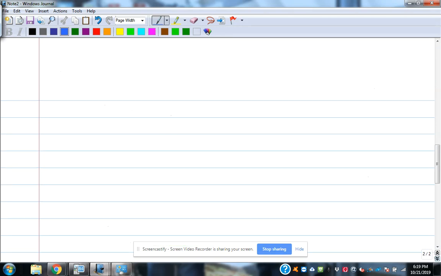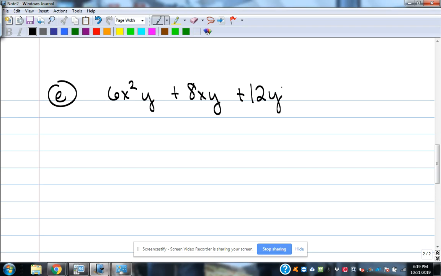Look at this one. A little bit different. Throw in a couple of variables here, and make it a little bit longer of a problem. 6x squared y plus 8xy plus 12y.